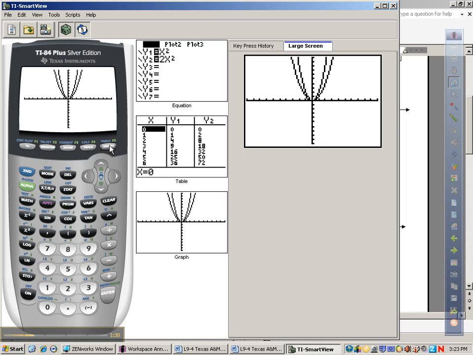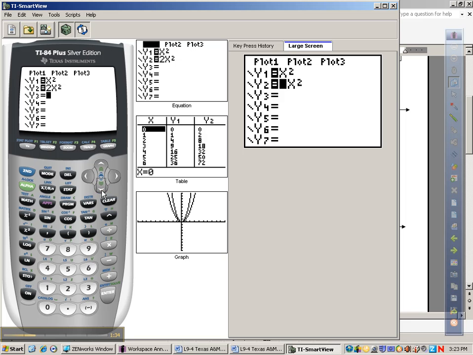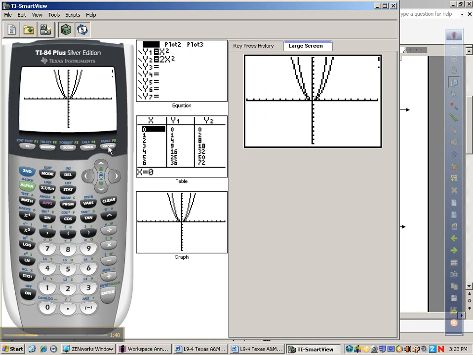Look how it changed. I want to go in now, and I'm going to arrow down, and for y3, I'm going to put in 5x squared and graph that. As those numbers keep getting bigger and bigger, what's happening to our quadratics? Yep, they're getting more narrow.